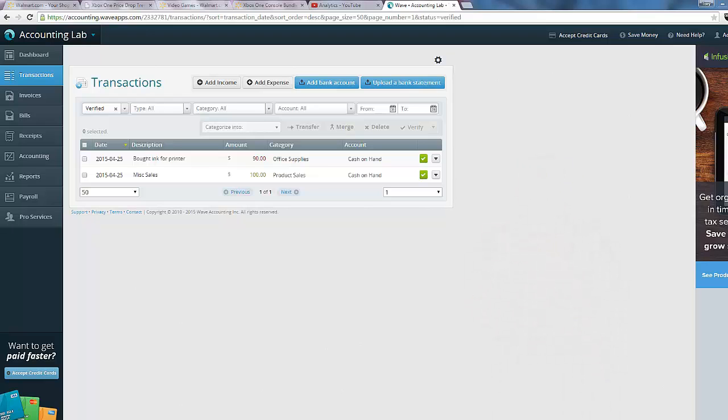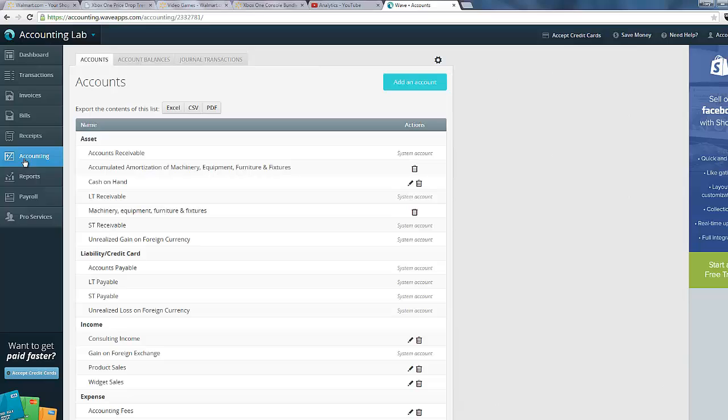To set up an account as a payment account inside of Wave, we need to go to our chart of accounts. You can access the chart of accounts through your accounting page from the left-hand menu. So here's our chart of accounts.